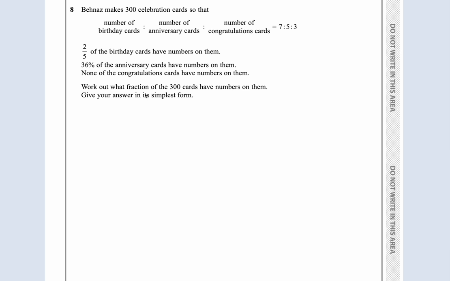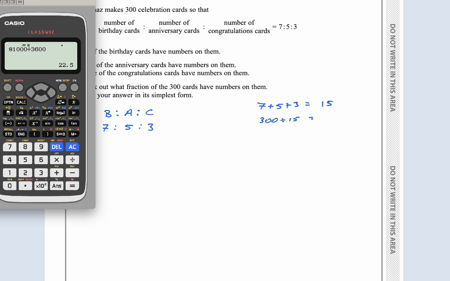Okay, there's 300 cards, right? So I'm going to do birthday, I'm going to call it B, to anniversary, I'm going to call A, to congratulatory cards, I'm going to call C. So B to A to C is 7 to 5 to 3. Now there's 300 cards, so I'm going to do 7 plus 5 plus 3, which is 15. I'm going to do 300 divided by 15.